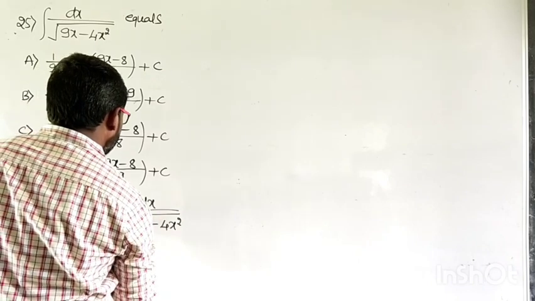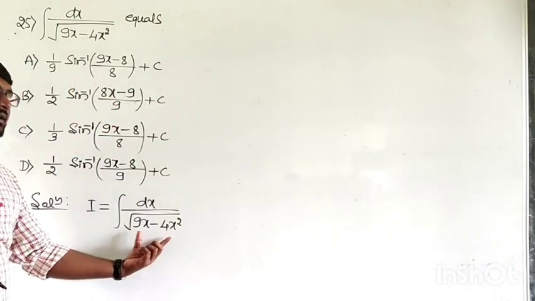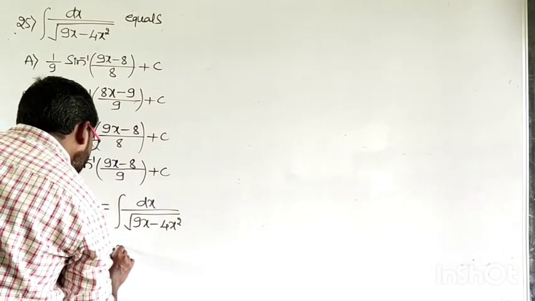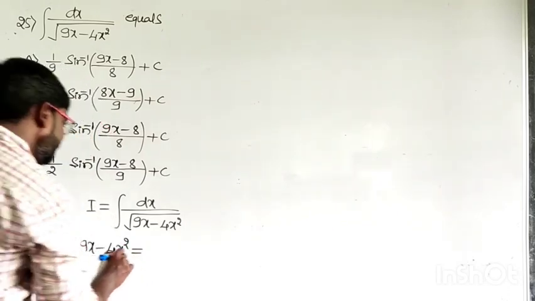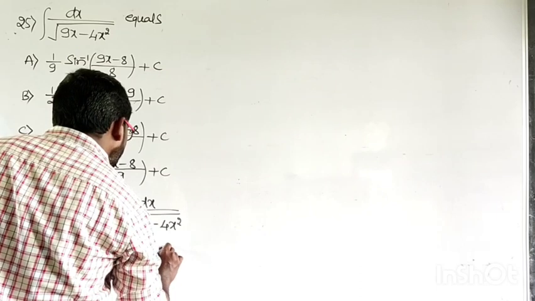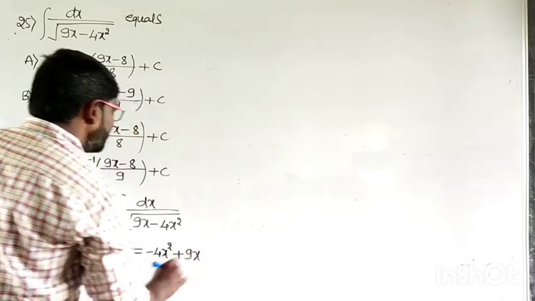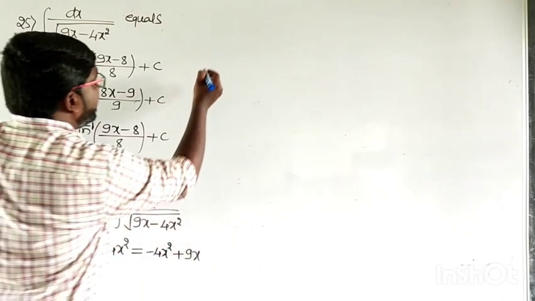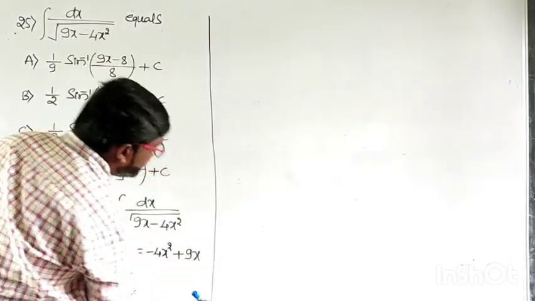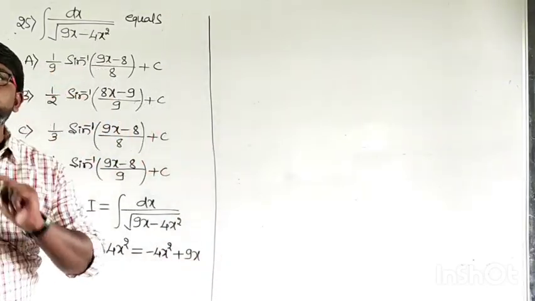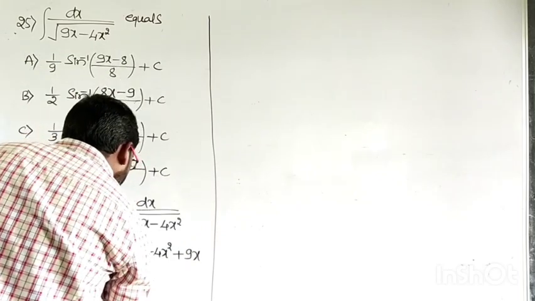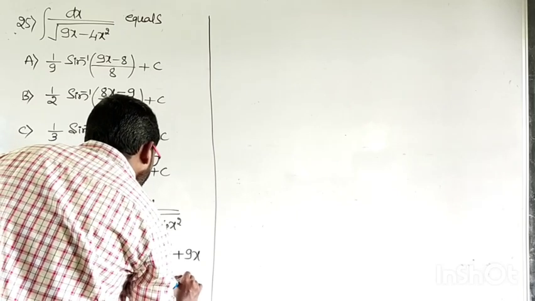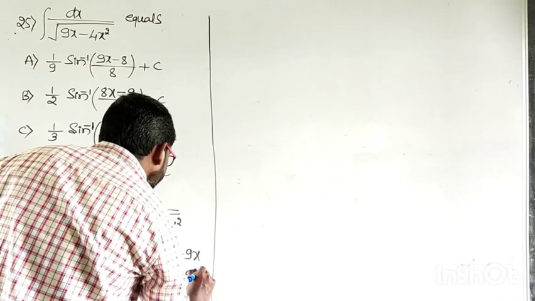So now we have to take only the quadratic polynomial and solve this by the completing the square method. So I take up 9x minus 4x square. This can be written as minus 4x square plus 9x. In the completing the square method, what is the rule? The coefficient of x square must be 1. So for that we have to take minus 4 common. So I take minus 4 outside. What do we get? x square minus 9 by 4 x.